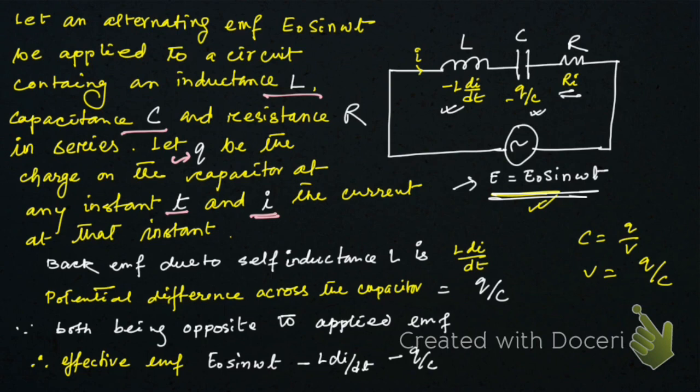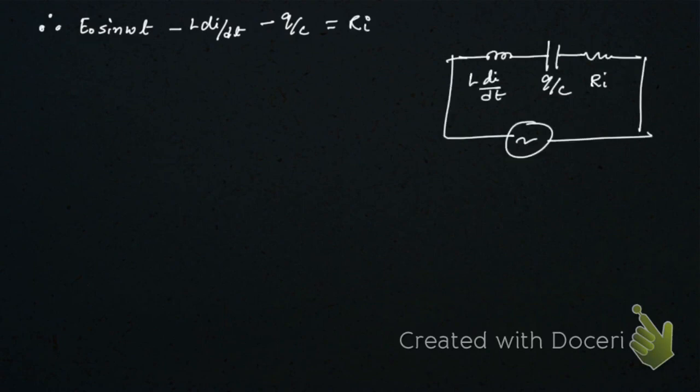So we can write this equal to R into I. Here we have the applied E naught sine omega t, the induced EMF due to self-induction L di by dt, and across the capacitance C it is Q by C. Therefore the potential difference across the resistance, Ri, must be equal to the applied EMF minus the induced EMF and the potential difference across C. Hope you have understood this.